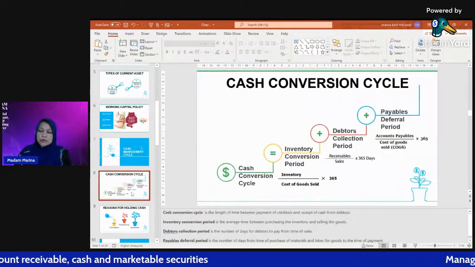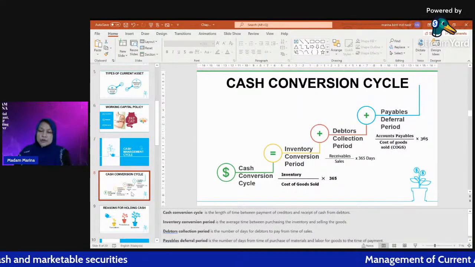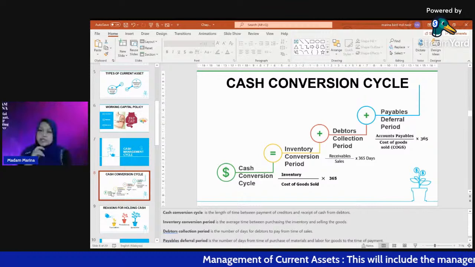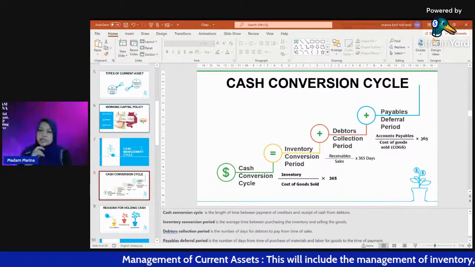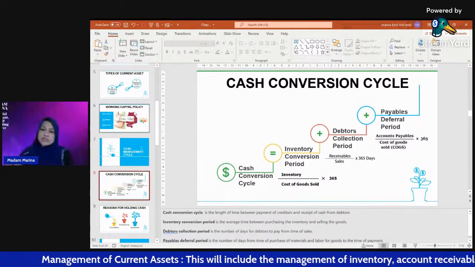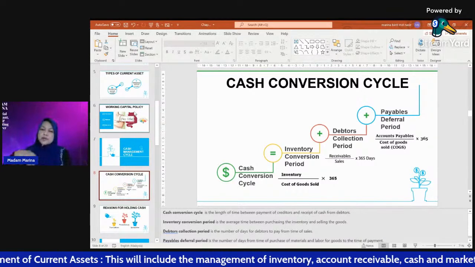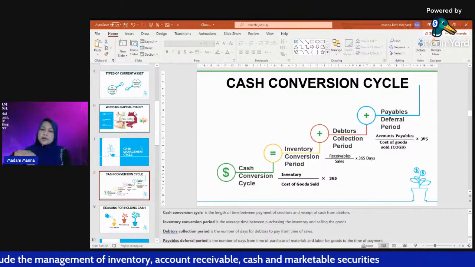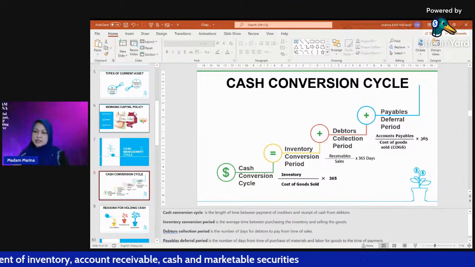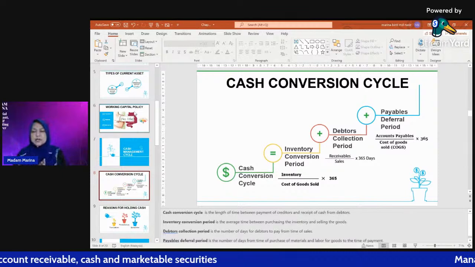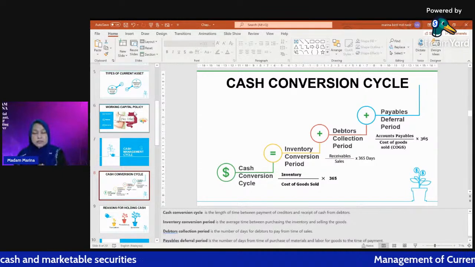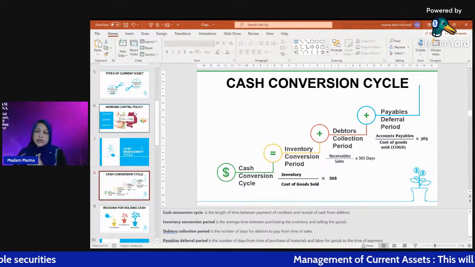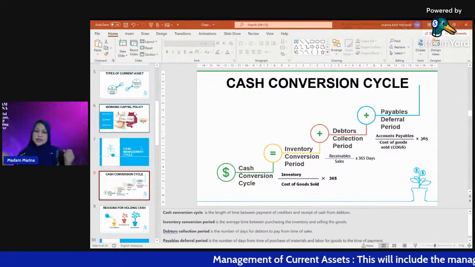Okay, what is the cash management cycle? This is actually the cash conversion cycle, CCC. What is the CCC? Cash conversion cycle means how long we take from when we receive cash from the customer, cash in, to cash out in the business. Cash in means we receive from the customer, cash out we pay to the accounts payable. So that is actually the cash conversion cycle.